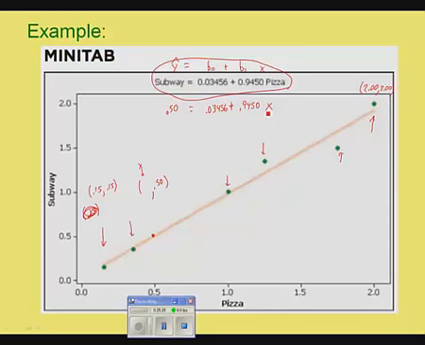Does that make sense? And what you'd be doing is finding the coordinates of the point right on that red line. And even if you don't have the data for a time when the subway fare was 50 cents, this line can give you an estimate. It helps you to fill in the gaps. That's the idea of a regression line.